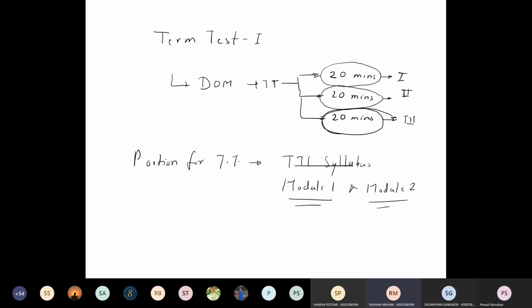Sir, will there be any theory questions in the term test? Anything can be there. Theory, numerical.